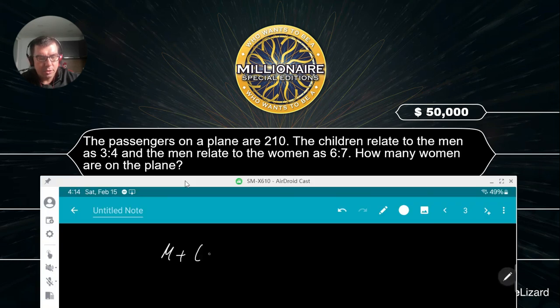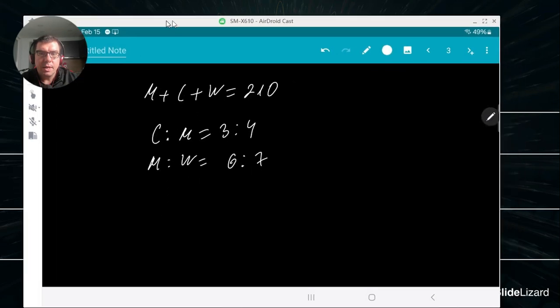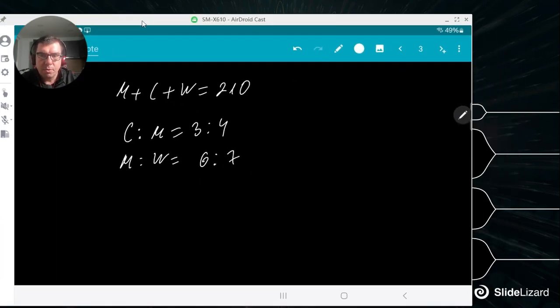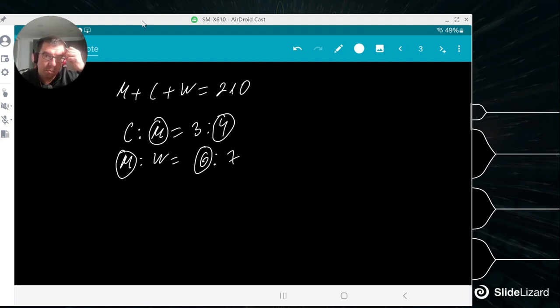Men plus children plus women is 210. And now we have two separate proportions. Children to men is 3 to 4, and men to women is 6 to 7, okay? Now, in order to write a single proportion, we need to have the linking term, which is the number of men, correspond to the same number. This means I need to expand both those proportions so that I have the men correspond to the same number in both of them.